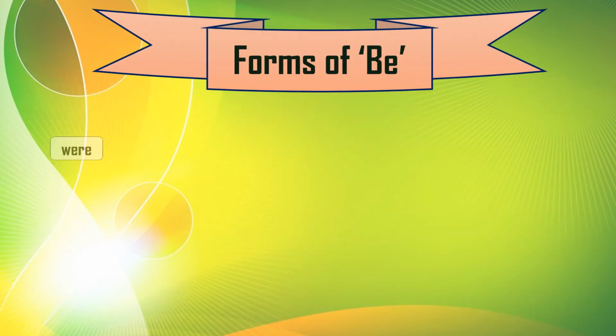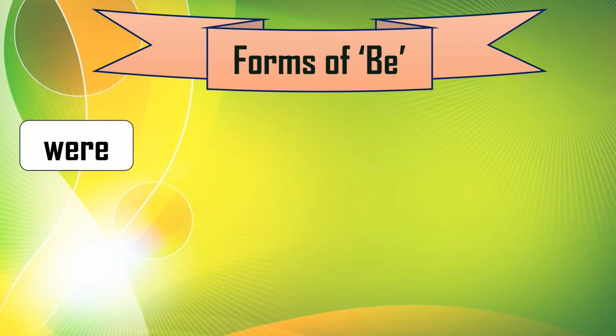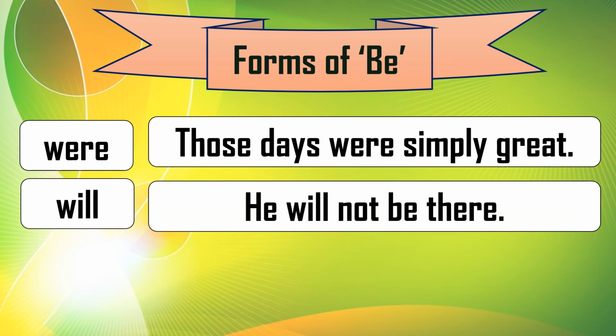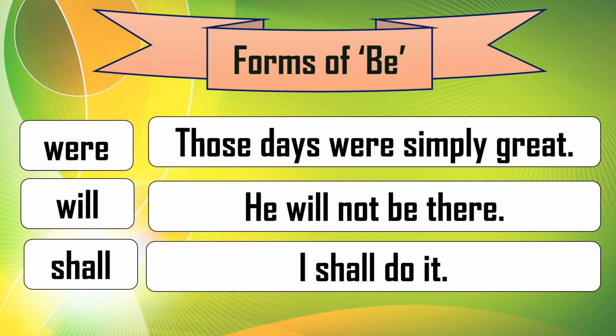Then some more forms of be. Were, in past tense, plural. Those days were simply great. Will, form of be in future tense. He will not be there. And one more, shall. I shall do it. So these were forms of be we have used in sentences.